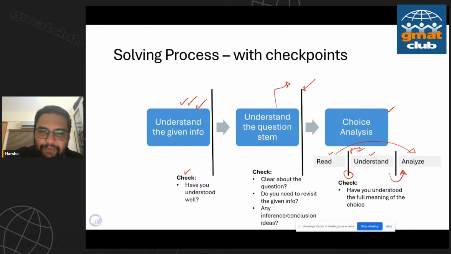All these checkpoints that I'm showing you, if you're not already doing this, then it's a very conscious process. It feels a little painful, but once you get used to it, it becomes intuitive, automatic. You won't even notice you're doing it, but you'll see your accuracy pick up.